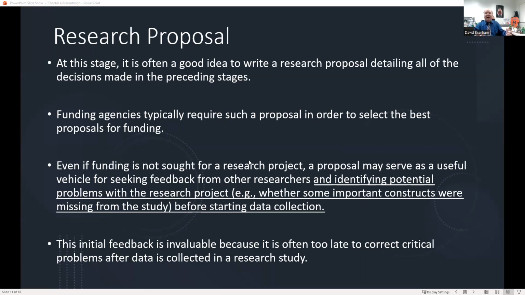If you collect all 1,000 and then you have this question, am I missing something? You basically have to throw out all of your data. So you don't want to throw out 1,000 surveys. You want to throw out 50. So that's very important.